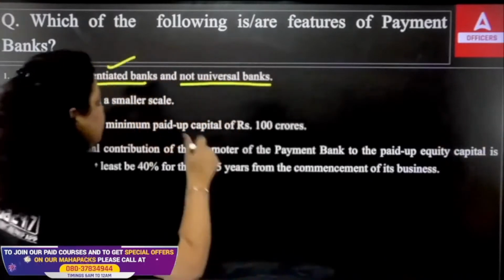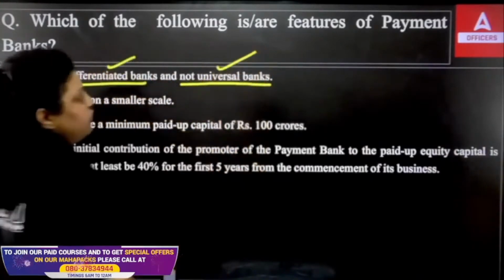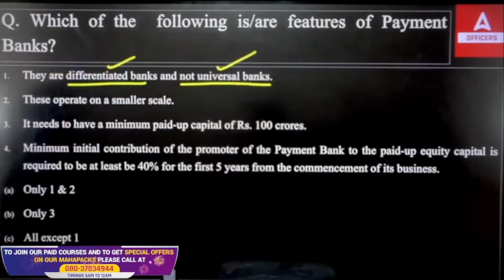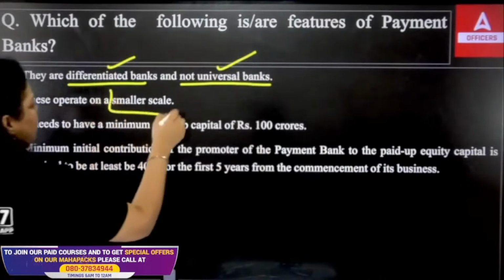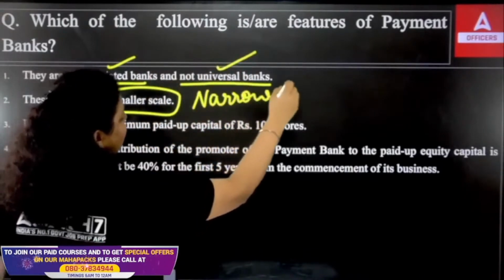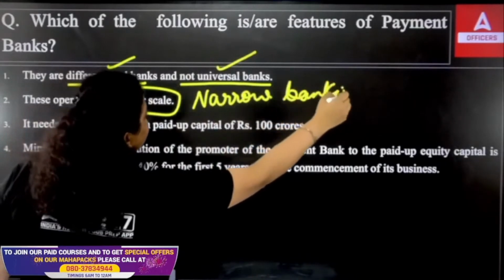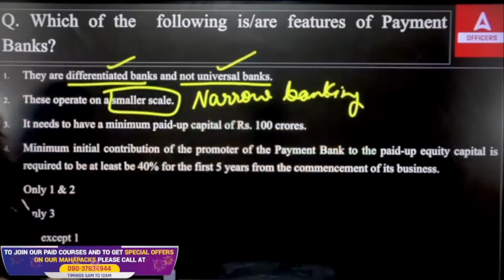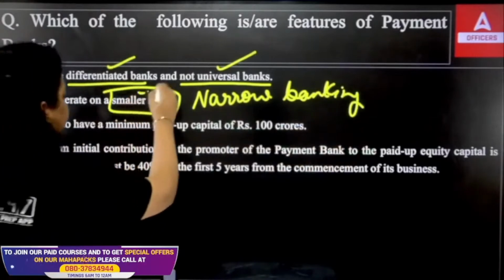So that's why they are not universal banks. So this is also true. The first statement is a feature. Okay, second, these operate on a smaller scale. It's very obvious. The payment banks are the example of narrow banking. Narrow banking means when the bank places its funds only in risk-free assets. That's what the payment bank can also do. So this is also true.